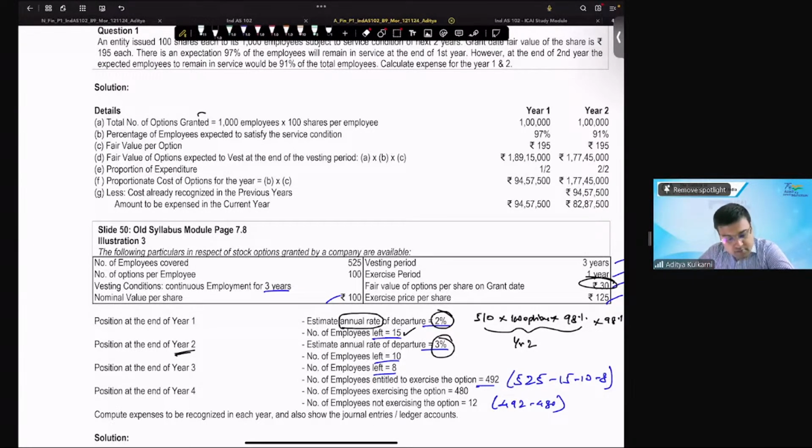The total cumulative expense to be recognized till the end of year 2 is 9,70,000 minus what we have recognized in the first year; to that extent we will recognize in the second year. So 9,70,000 is right. You will be taking it minus 4,89,800. So the net recognizable expense will be 4,80,200. Absolutely right. Okay. All right.